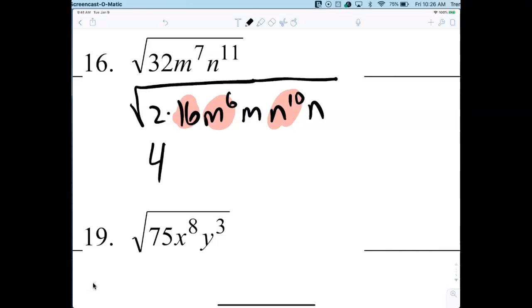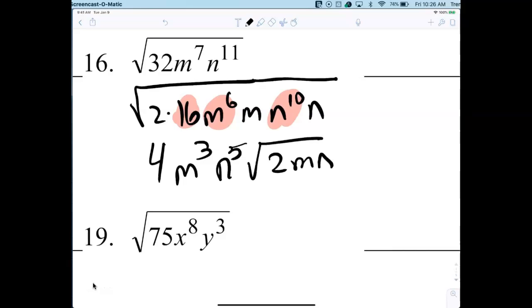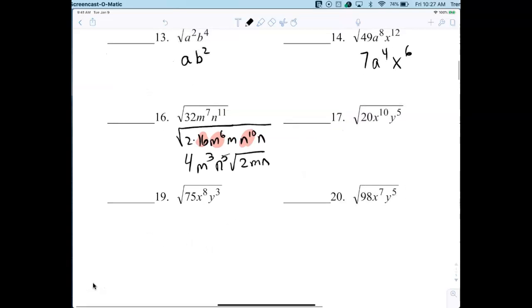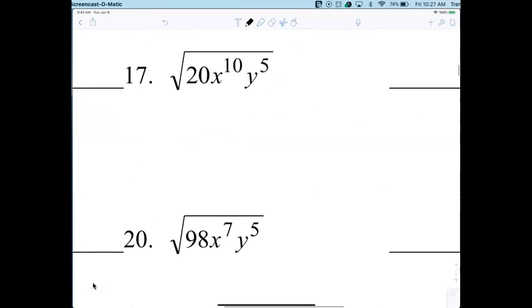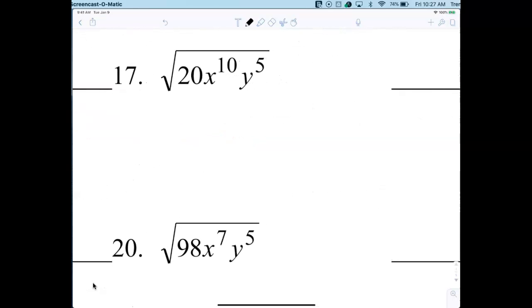4. M to the what? Third. N to the what? What's left behind? Wow, you're getting it. Somebody? Ian? I'm just really confused. All right, we'll go slower on 17 for you. A bit fast. Here we go. That's all right. Here we go.